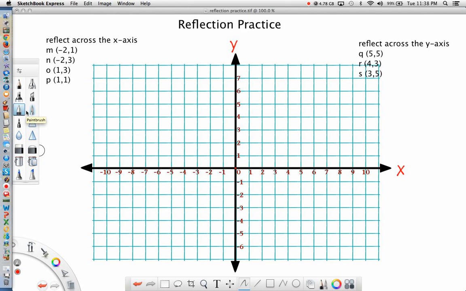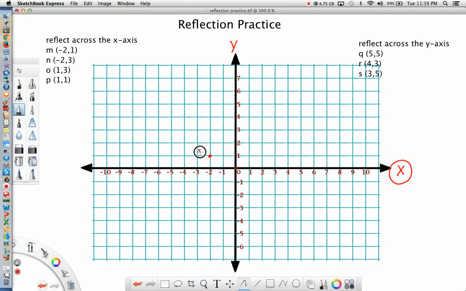Practice 1 says graph the following points and then reflect them across the x-axis. So we first need to graph points M, N, O, and P. Then we're going to reflect them across the x-axis, which is this axis right here. If we take point M, we have the coordinates -2, which means to the left, and 1 up.